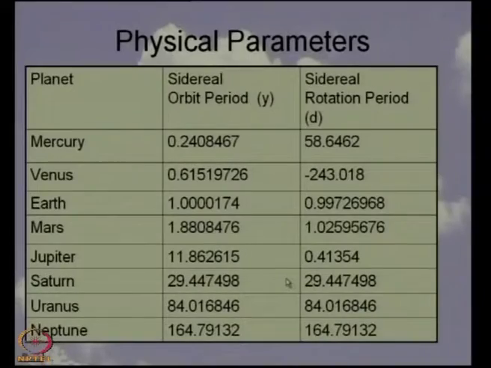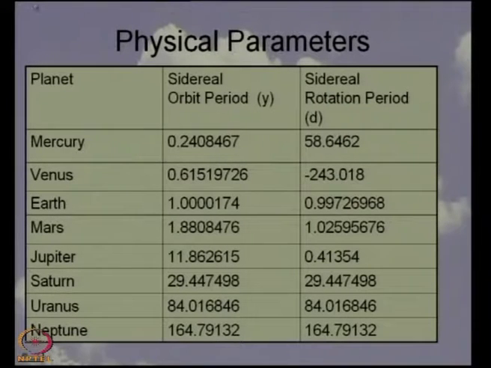This shows you the period, okay, the period of the planetary rotation and the orbital period. Okay, these periods are sidereal orbital period and the sidereal rotation period. What we mean by sidereal is with respect to the fixed stars. Okay. So, Earth's sidereal day is the time the Earth takes to complete one rotation with respect to the fixed stars. It is not the time the sun takes to go around the sky once.